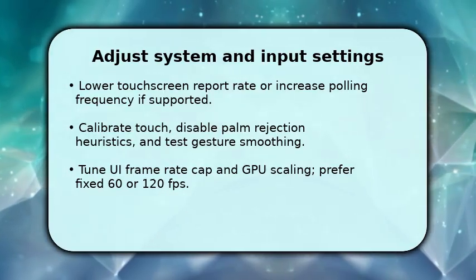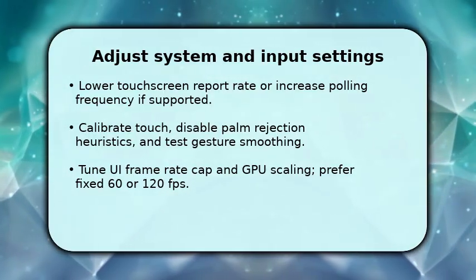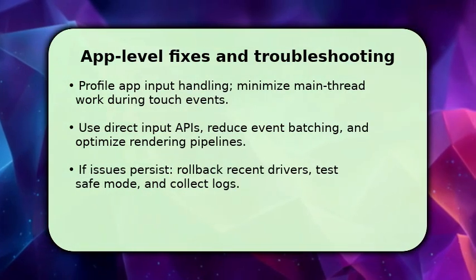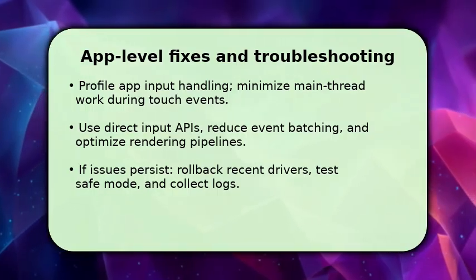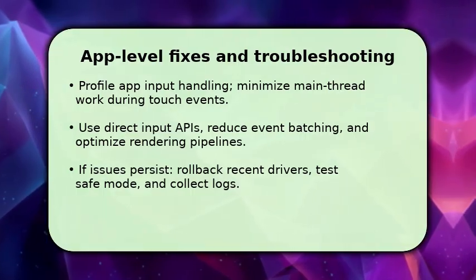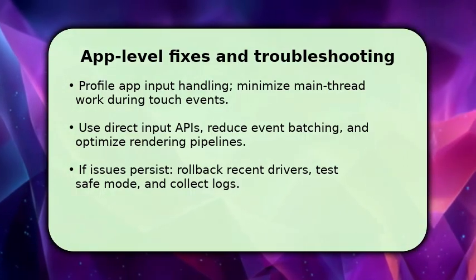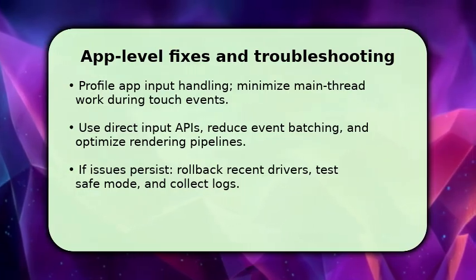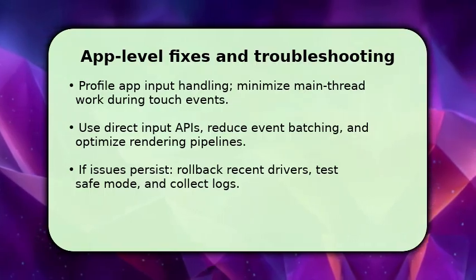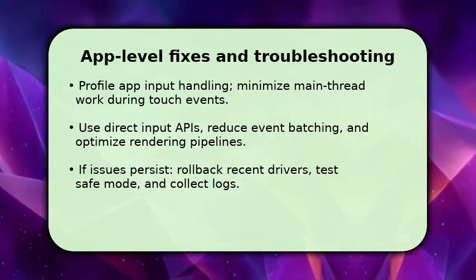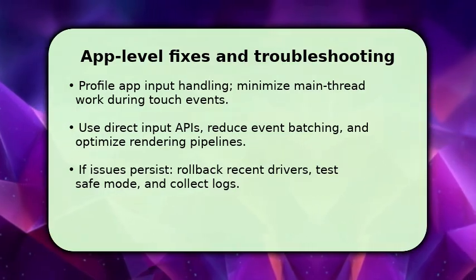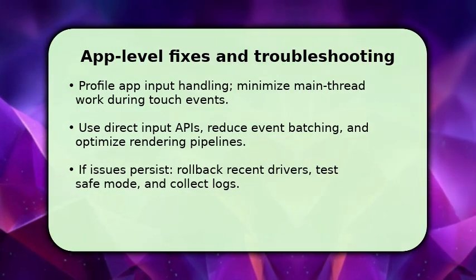You finish by fixing app-level sources of delay and preparing a fallback plan. Profile the app while reproducing the delay. Ensure touch events are handled off the main thread and avoid heavy work during the touch lifecycle. Switch to direct input APIs and reduce event batching so gestures reach rendering faster, and optimize rendering pipelines to present frames immediately. If things go wrong, roll back recent drivers, boot in safe mode to isolate system services, and gather logs so you can pinpoint residual latency.